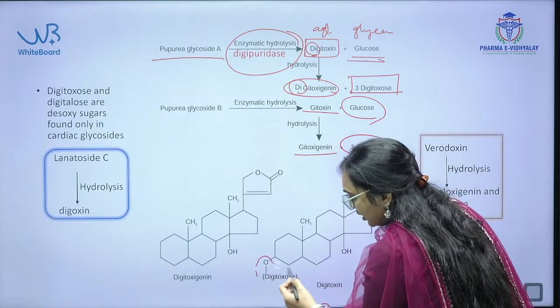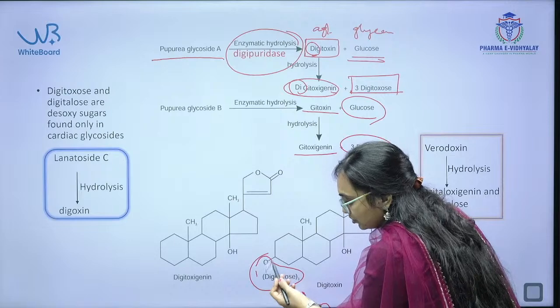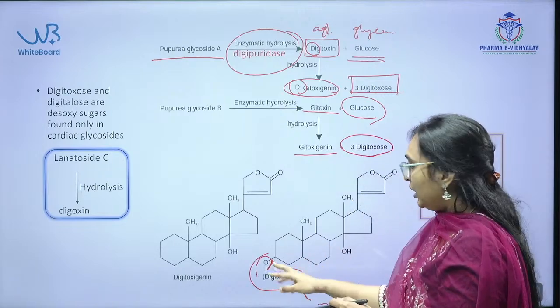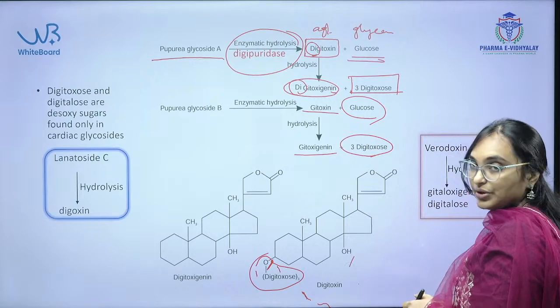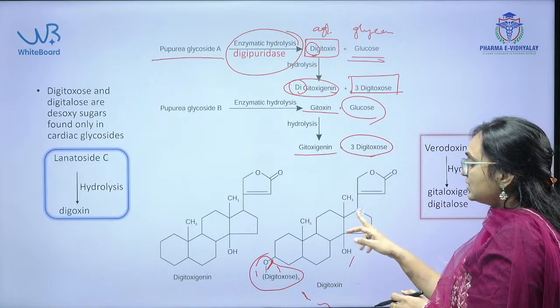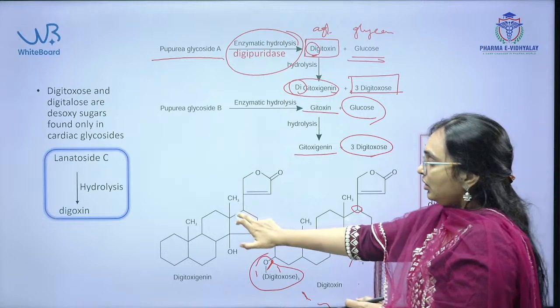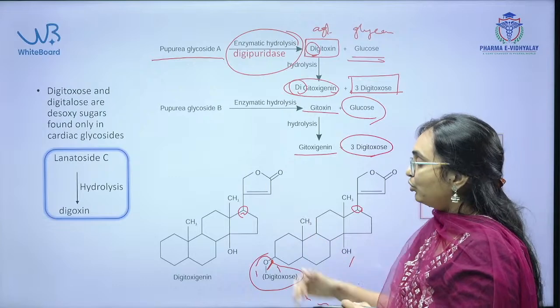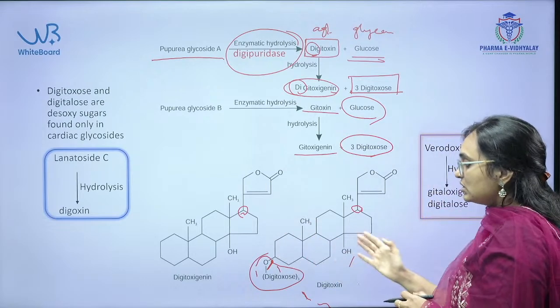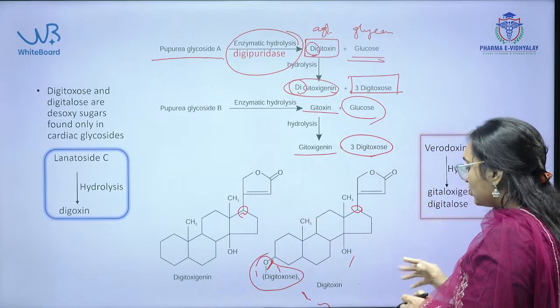See here the sugar. I have said the third position, sugar is attached to this through OH at the third position, and another OH at C14 is unsubstituted. And C17 is the substitution of another lactone ring. So, this is digitoxigenin and digitoxose.